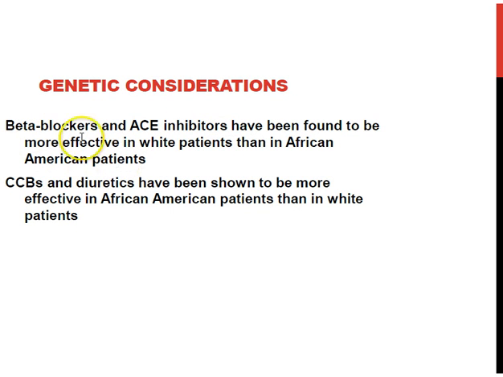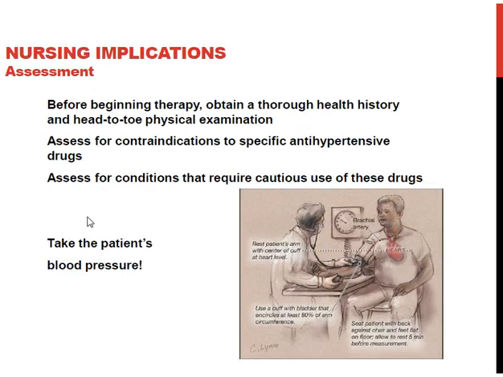There are some genetic considerations with some of the medications. We know that one of the beta blockers works better with African Americans, and we've shown that calcium channel blockers and diuretics have been shown to be more effective in African Americans. So there's some genetic considerations when people are prescribing those.